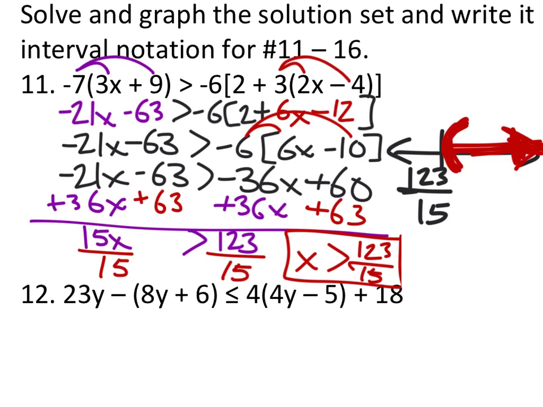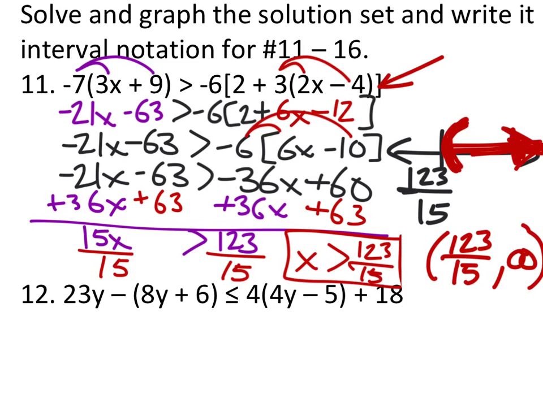Try something like 100. Would 100 work? Of course, you'd want to try it in this original inequality. Well, we can see in the graph that that's going to work. Interval notation for this is just 123 over 15, and it's going to go to infinity.